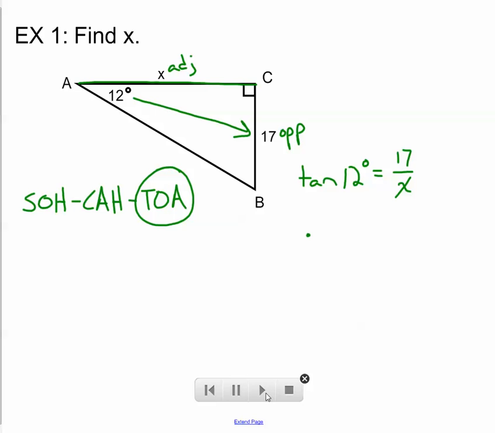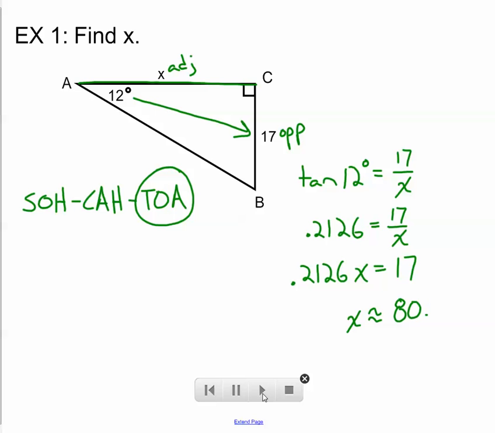Tangent of a 12-degree angle is 0.2126. And what we do now is we multiply both sides of this equation by x. 0.2126 times x is 0.2126x, and 17 over x times x is 17. And then we solve this equation by dividing both sides by 0.2126. 17 divided by 0.2126 is about 80.0. So that's what this missing side is, 80.0, about. And we could use the Pythagorean theorem to figure out the hypotenuse, or we could use another trig ratio.